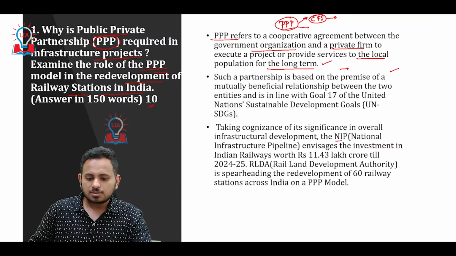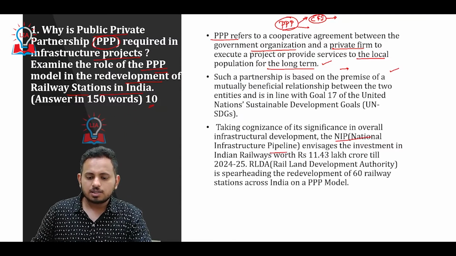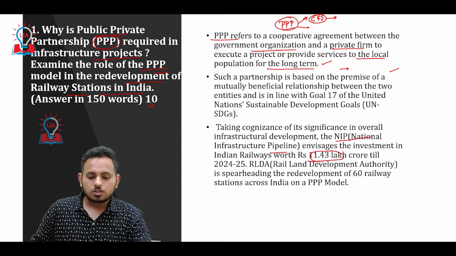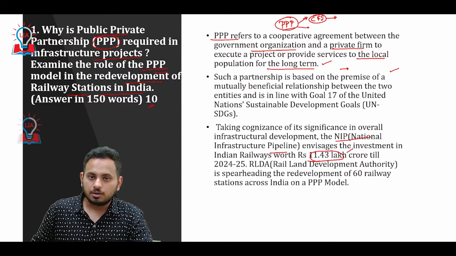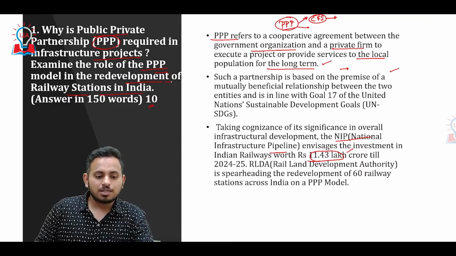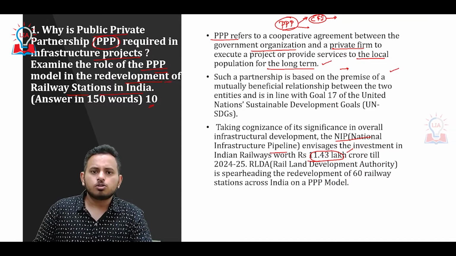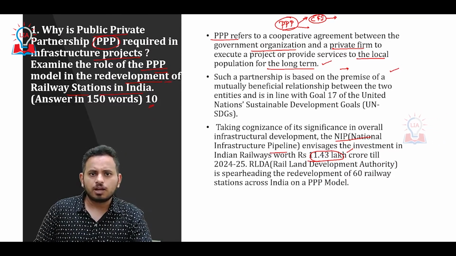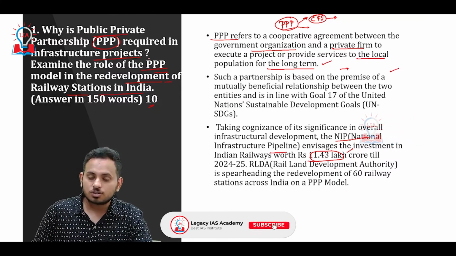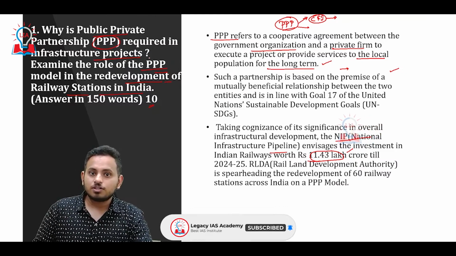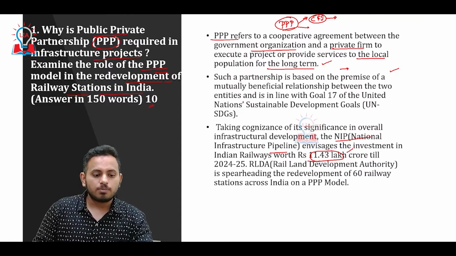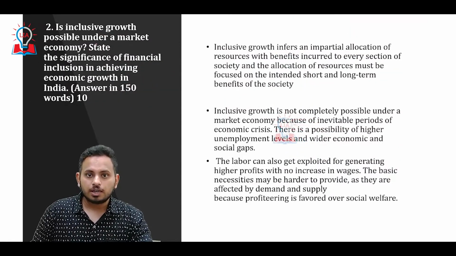You can see this national infrastructure pipeline requires the investment in the Indian railways up to 11.43 lakh crore. So for this investment to come in, for this capital to come into the Indian economy, the public private partnership is utmost efficient. And you can also write the advantages of the public private partnership. Whenever we have the private partners coming in, the efficiency of the infrastructure construction and also the maintenance increases. Whenever the efficiency increases, then the service delivery will also enhance. So that is the advantage of having PPP model, which is very crucial for the Indian economy.